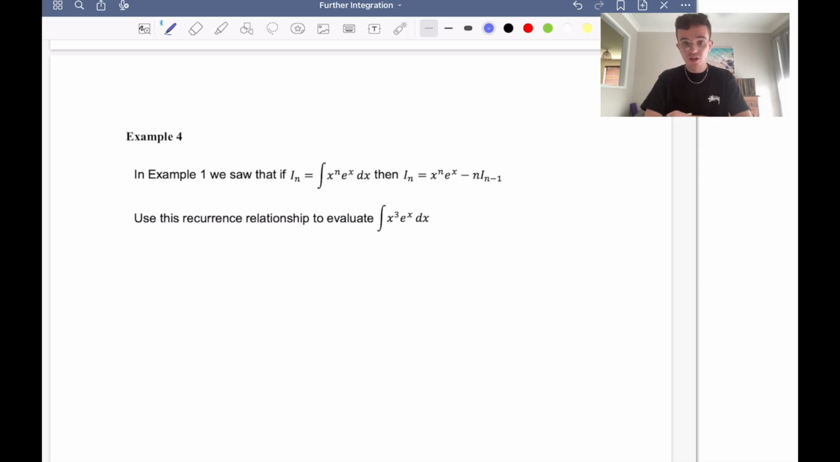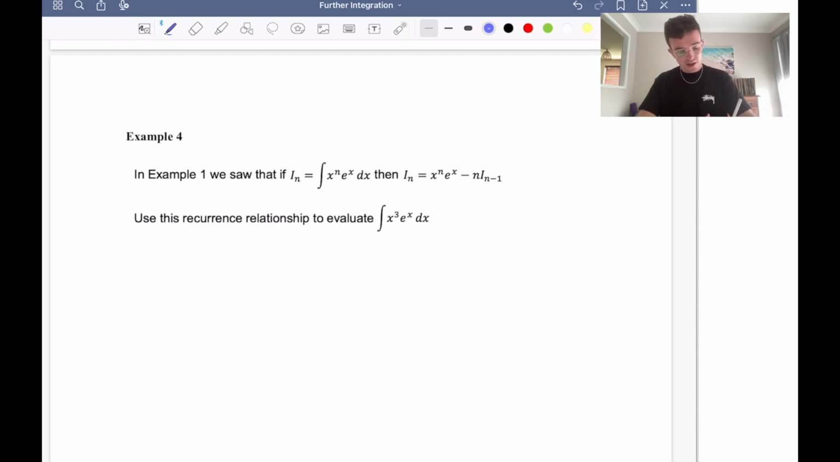One of the main uses of recurrence relationships that we're going to realize from this example is that recurrence relationships help us evaluate higher order or higher power integrals from a base case that's easy. And we do that by proving the integral in general and then building those cases up to the integral we want from the most basic case, which is usually I0.